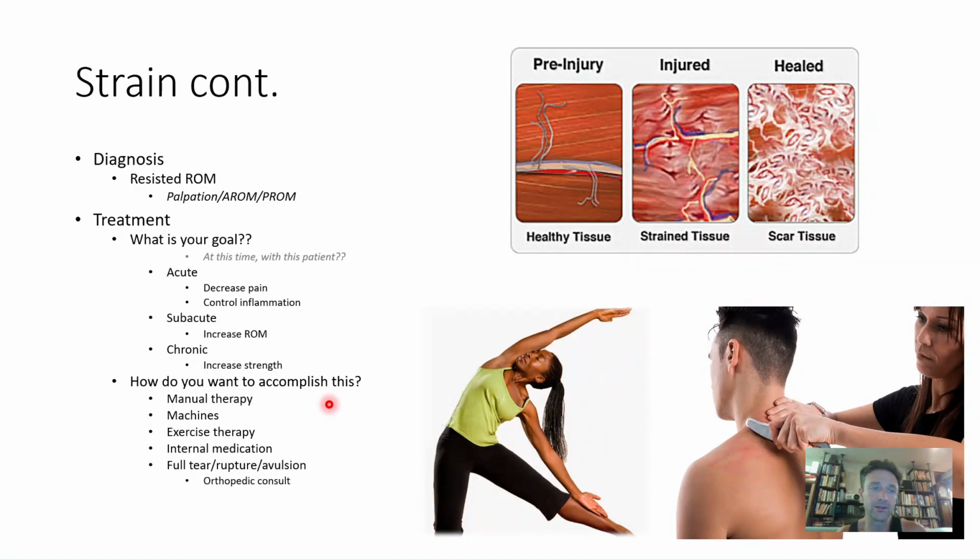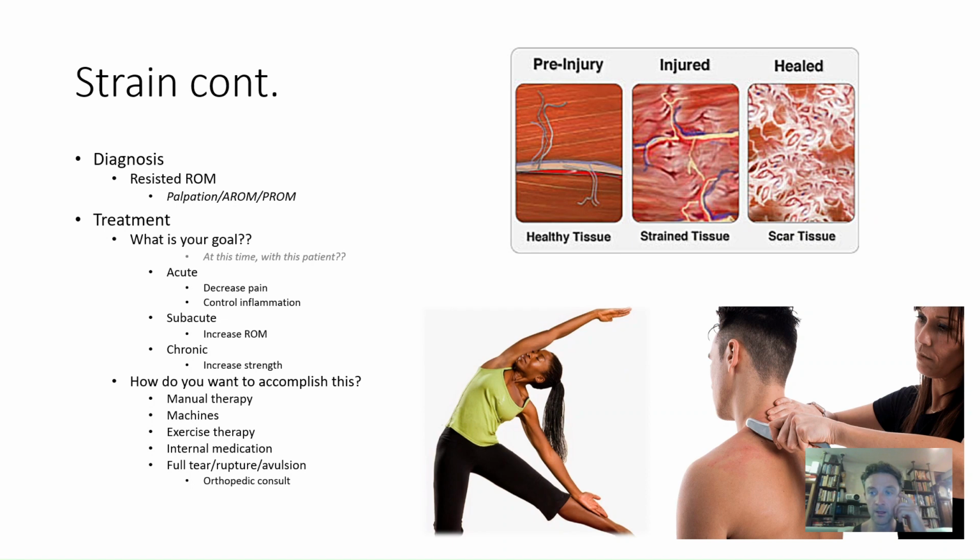But there's a lot of different manual therapies that we can do to, say, increase range of motion, via helping some of the scar tissue or the healing tissues break apart, active stretching, right? Exercise therapies, that sort of thing. So those are some basic ways to treat a strain. Now, let's take a look at sprain.